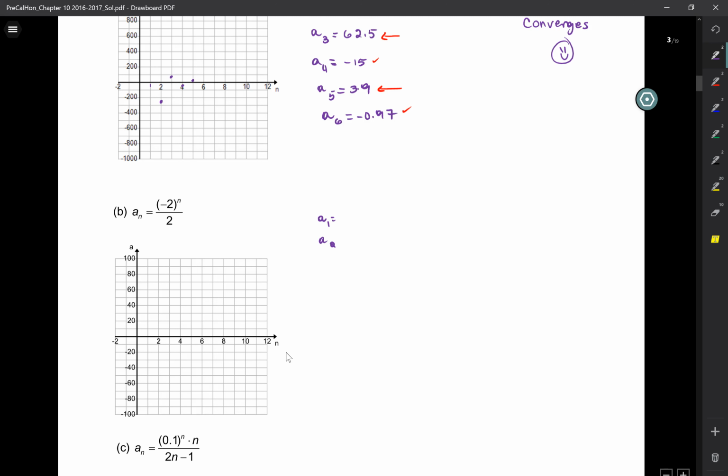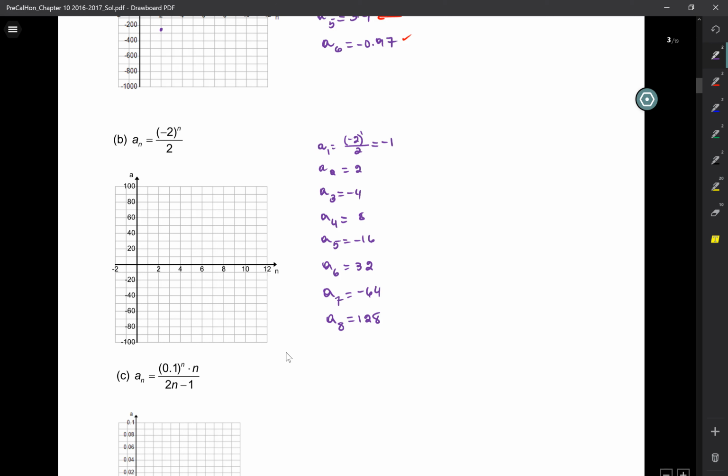So A1, and we do it the same way as we did before. Okay, A2 is 2, negative 4, 8, A5 is negative 16, A6 is 32, A7 is negative 64, A8 is 128. You can tell I totally got carried away here, so I was having a little too much fun, I think. All right, let's plot these.